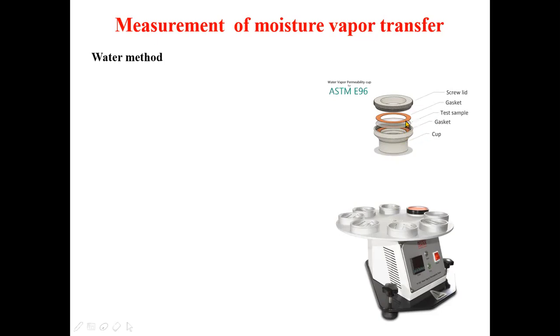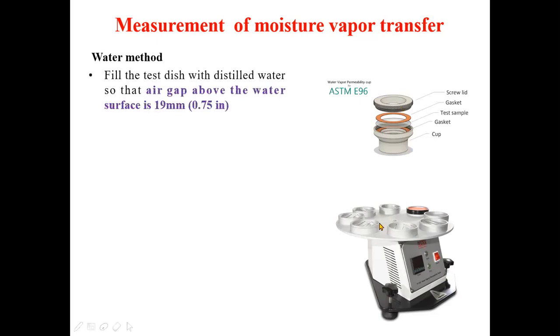What is the function of this basket? The function of the basket is to prevent passage of air through the lid, and this is the screw lid which is attached to this. Again, the same method. We have to fill the dish with distilled water. This is the dish. We have to fill the distilled water into the dish so that there is a gap of 19 millimeter between the water surface and the mouth of the dish.